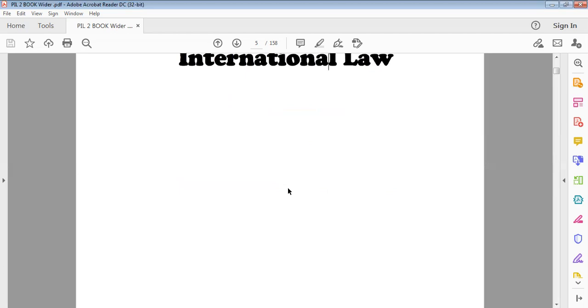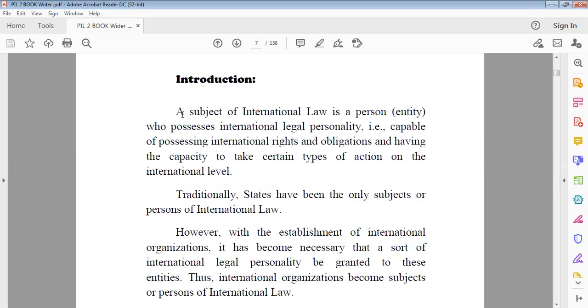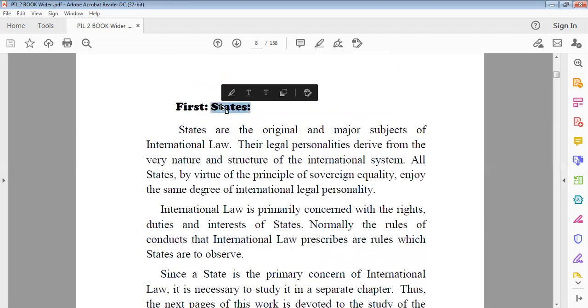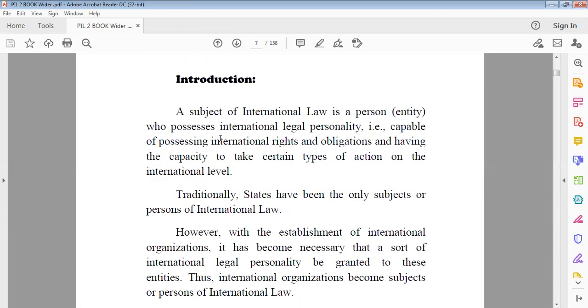So, subjects of international law, we will start with the meaning of being a subject of international law, or the international personality. Anyway, then after defining what is the legal personality, we will start with the states as the first persons of international law.